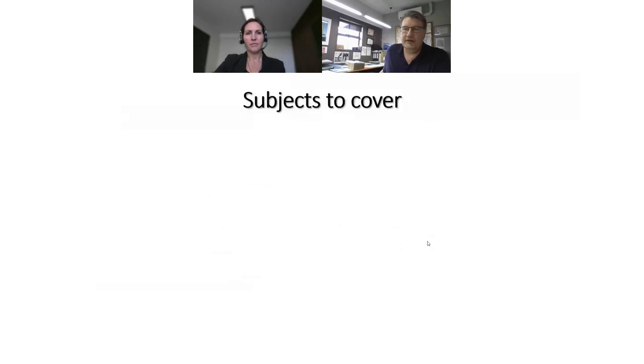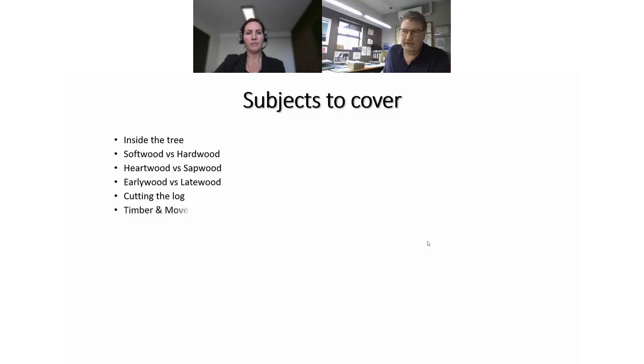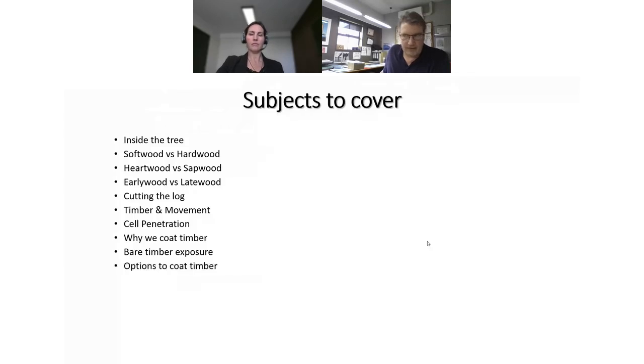We're going to look inside the tree, and softwood versus hardwood, and heartwood versus sapwood, early wood versus late wood, cutting the log, timber and movement, cell penetration, why we actually coat timber in the first place, bare timber exposure, options to coat timber, effective angle of exposure, and paint and timber splitting, so we can get some understanding of that, and independent literature available. So let's get into it.